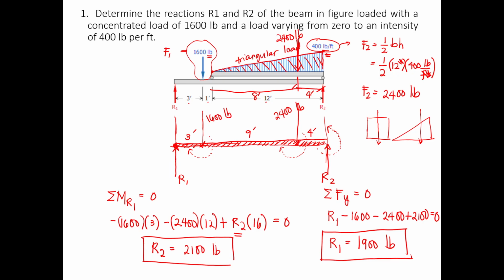Unsa man ang negative value? Dili siya negative because equal to 0 man siya, diba? So mahimo siyang R1 minus 1900 equals 0. So transpose sa other side, so mahimo siyang R1 equals 1900 pounds.